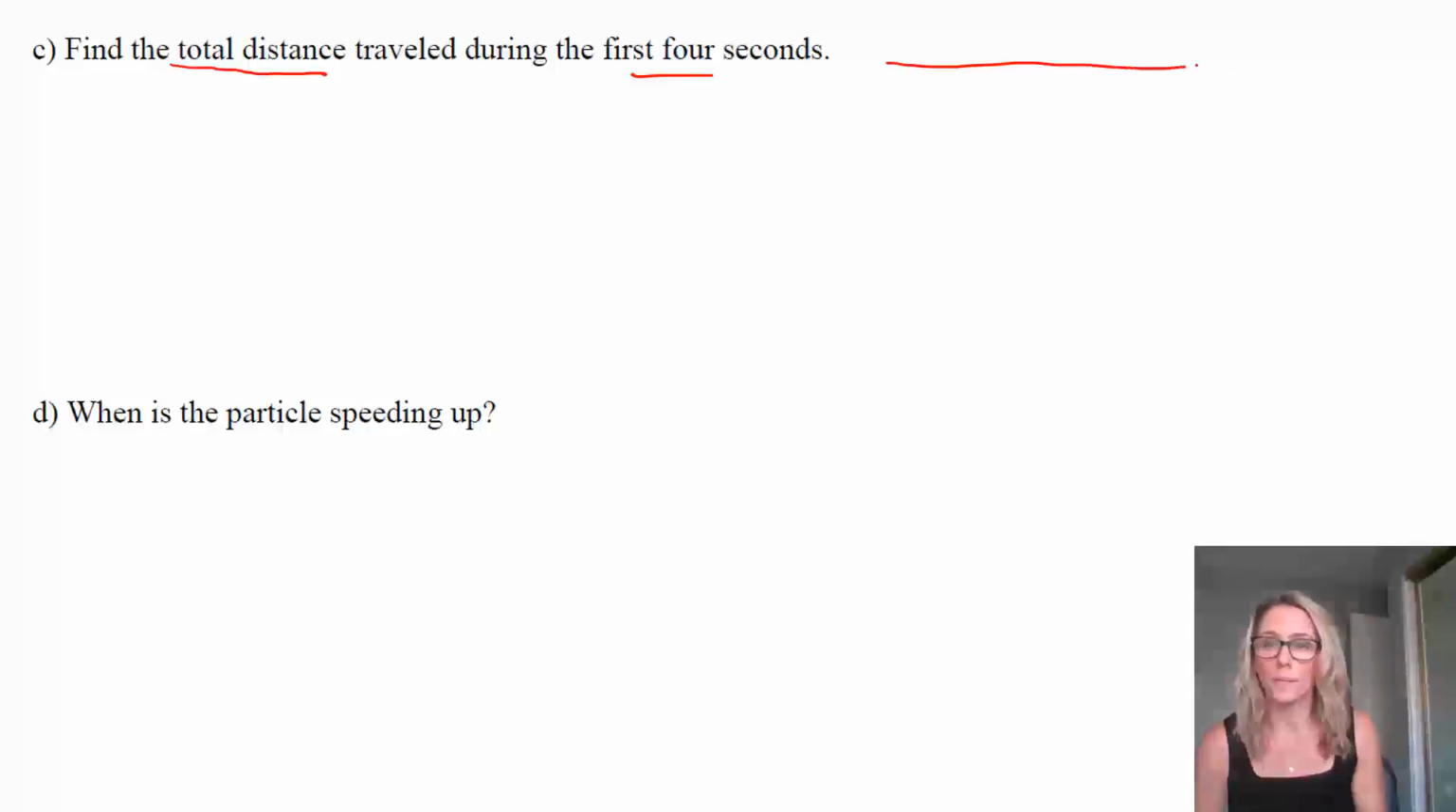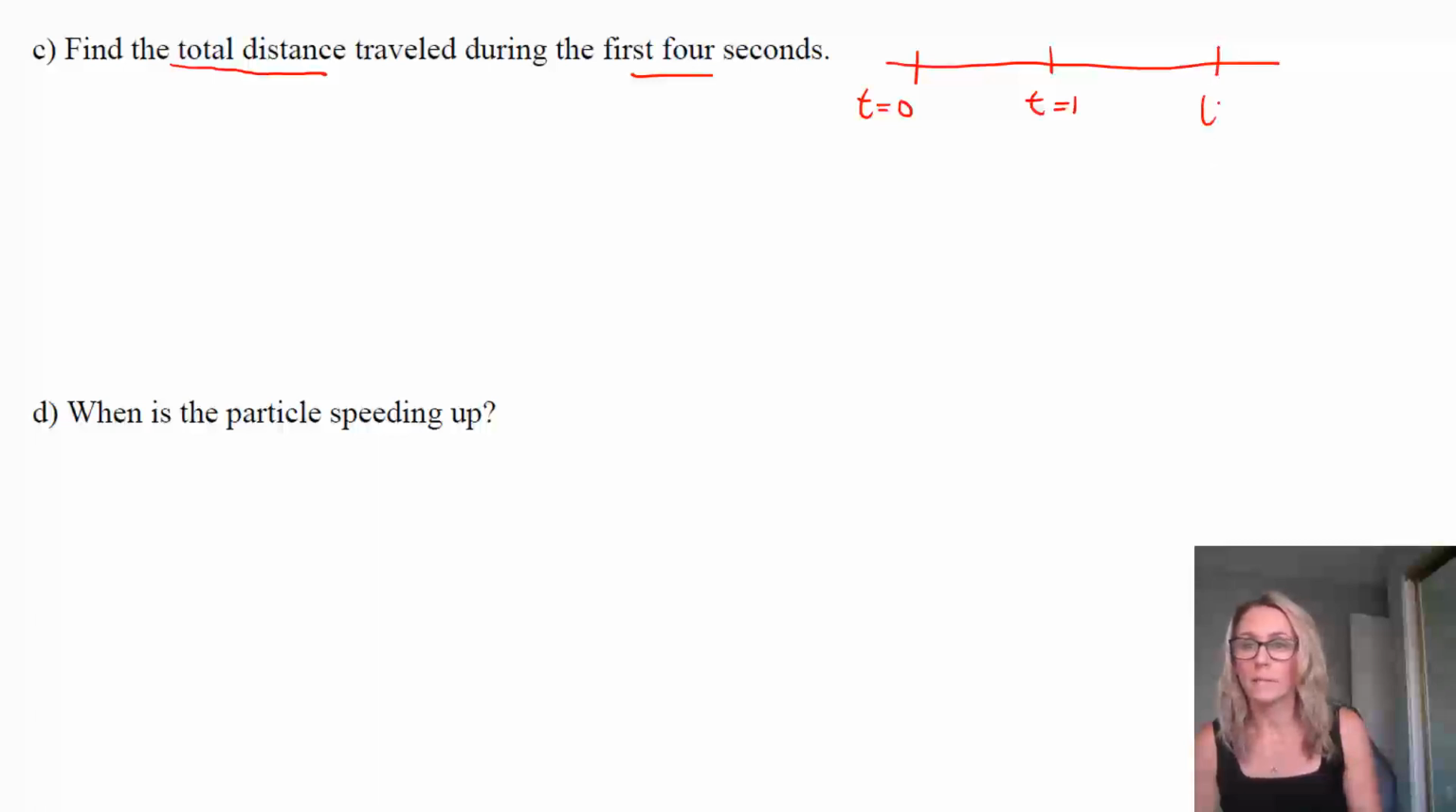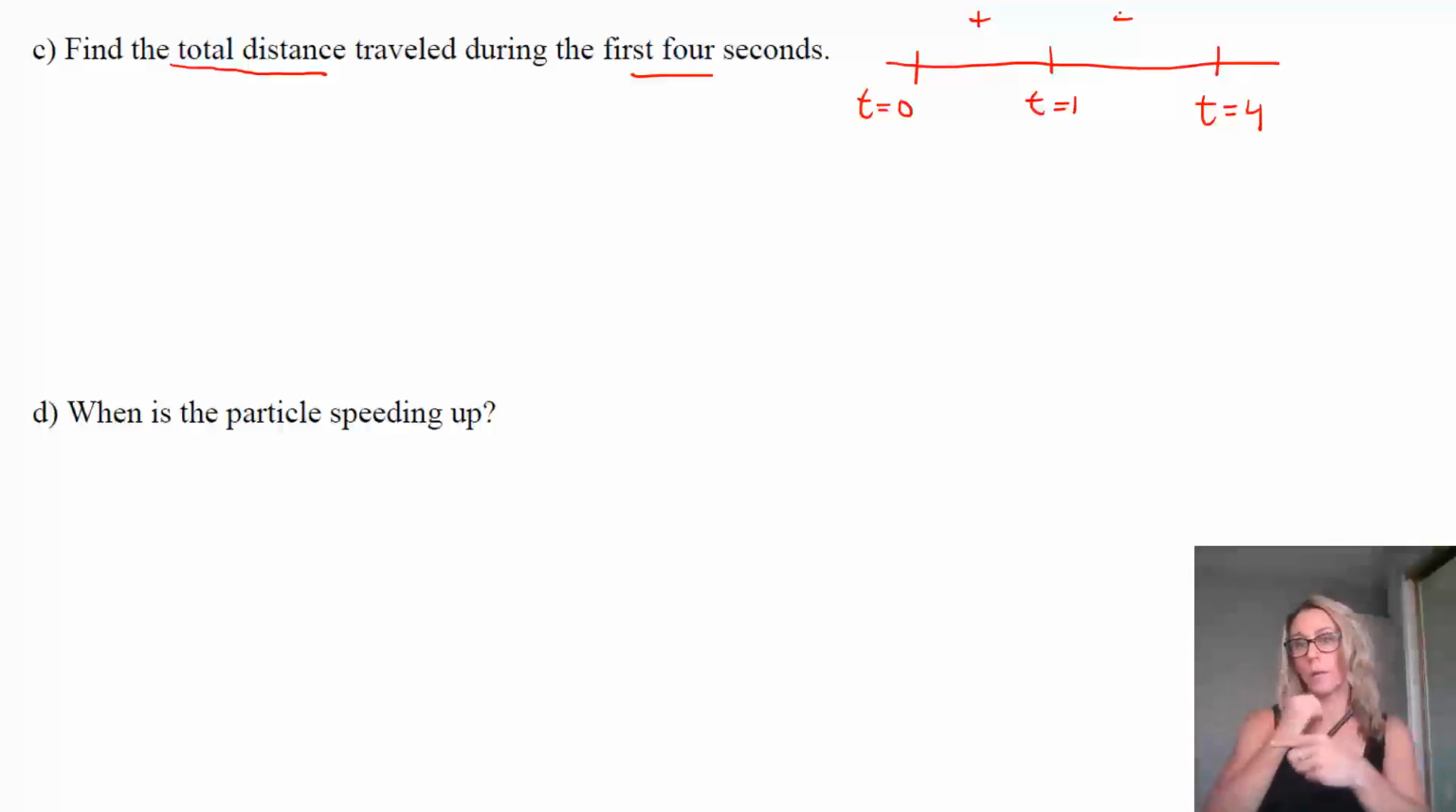So for our purposes, what matters is when t equals 0, when t equals 1, this is all from the last piece, and then because it's the first 4 seconds, we care about t equaling 4. We know the function was moving forward from 0 to 1. And then after 1, it was moving in the opposite direction, to the left. So I'm going to put a minus there. And then it just matters that we finish at 4.